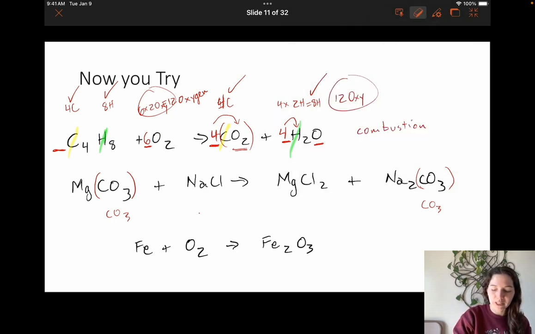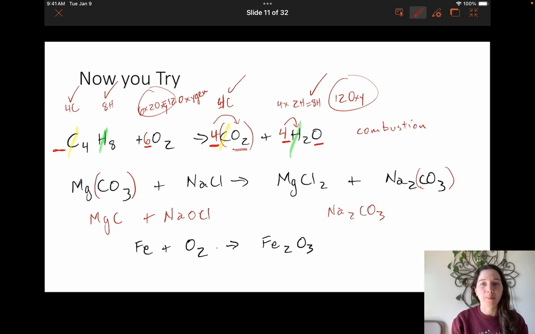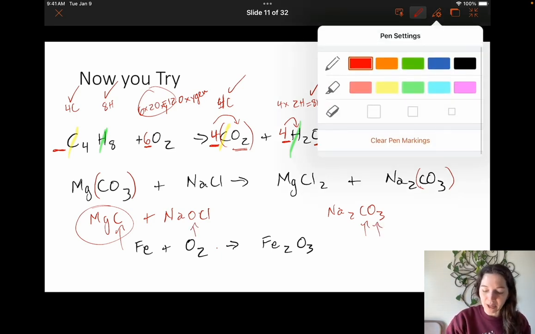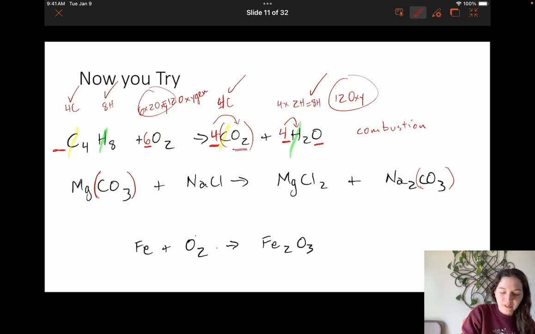The only situation where you should split them up is if the carbonate is not the same on both sides. So if over here you had MgC plus NaOCl, right? And then over here you had Na2CO3, then you would have to split up the polyatomic ion, right? Because it's not here anymore, it's separate. So then we would have to consider the carbon separately and the oxygen separately. But this equation's a lot easier because the polyatomic ion is in the same form on both sides. So it's CO3 over here, CO3 over here. Don't need to split it up.